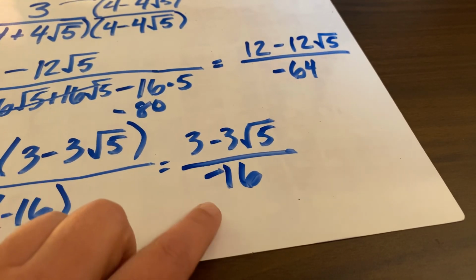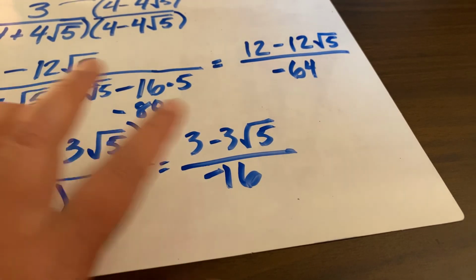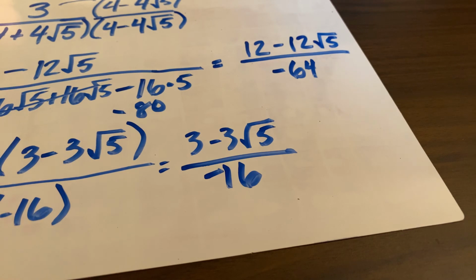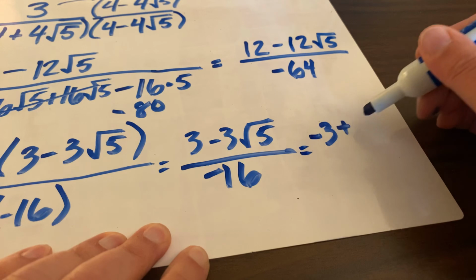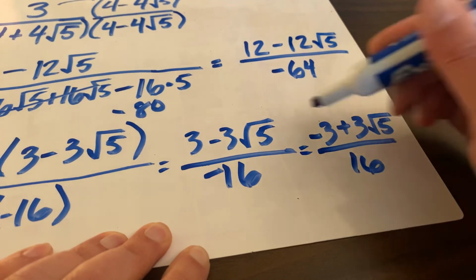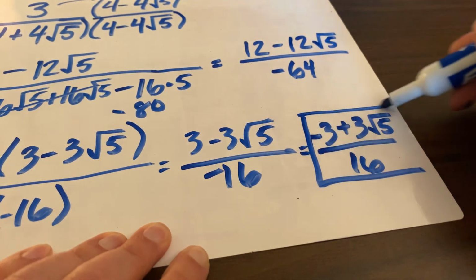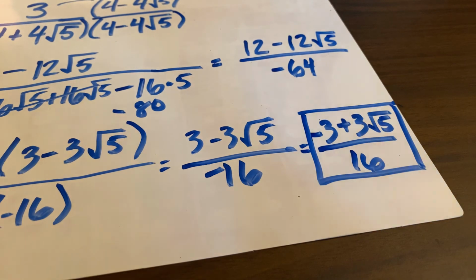But this negative is a little awkward in the denominator. And so I can move it up top and just change the signs of everything in this equation, right? So this becomes a negative 3 plus 3 square roots of 5 over positive 16. And that is the simplified answer. Negative 3 plus 3 square roots of 5 all over 16. We no longer have a square root in the denominator, and it is in simplest form.